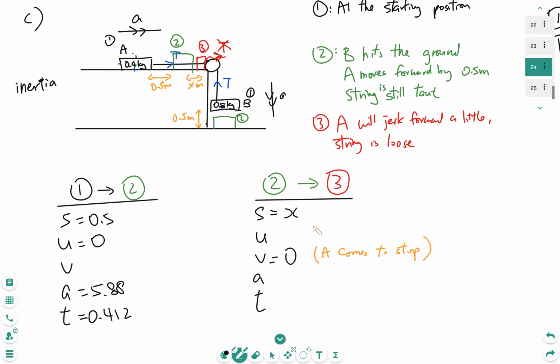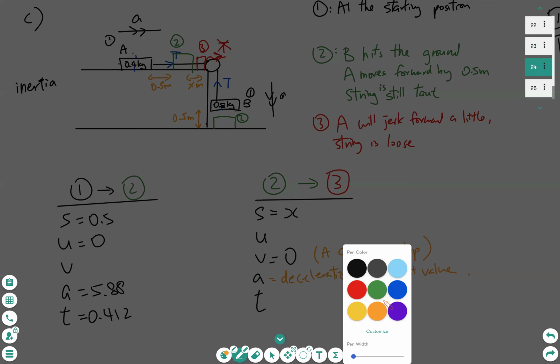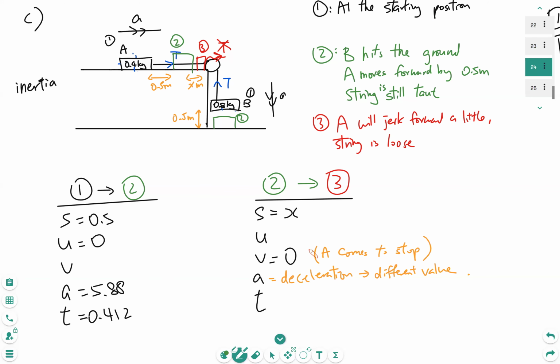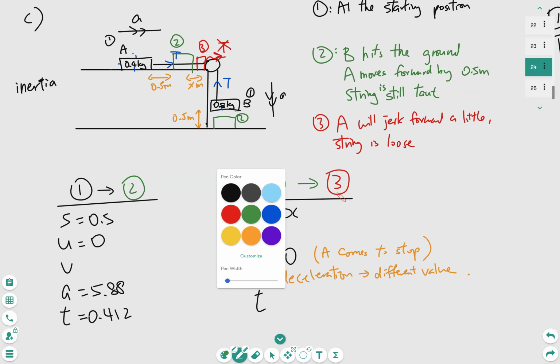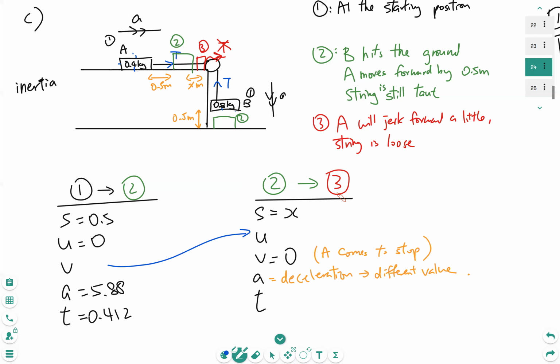So we know A is a deceleration, and therefore we need a different value of A. And what else do we know? The question is, how do we connect these two SUVAT tables together? You can see that the connection is motion 2. At motion 2, we can connect the final velocity to the initial velocity. They're equal.